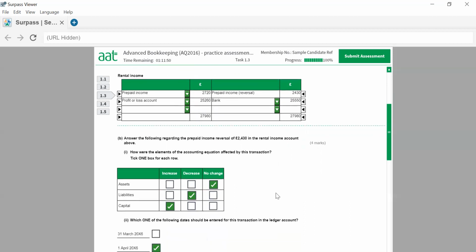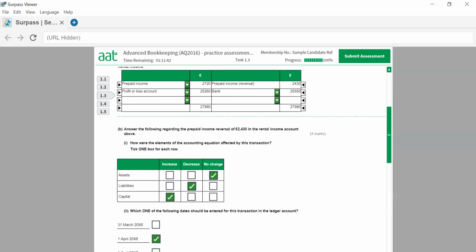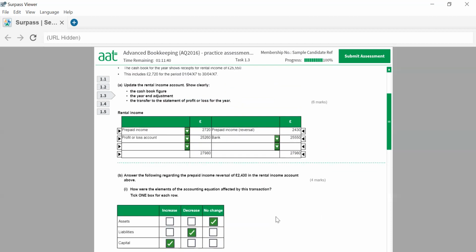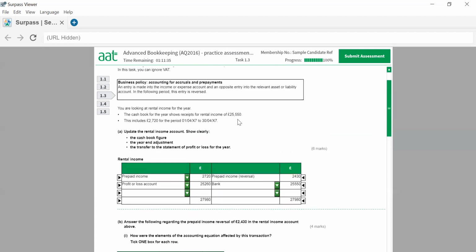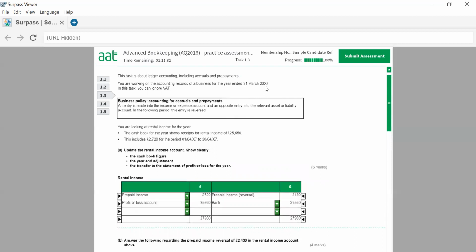Okay. And then it says, which of the following dates should be entered in the transaction? So it's basically saying, what would the date be in this particular transaction? And it's the 1st of April 2006. See? Because our year end is the 31st of March 2007. So this would have been at the end of the period from the previous year. So we would have basically done the 1st of April 2006 is when this would have been.